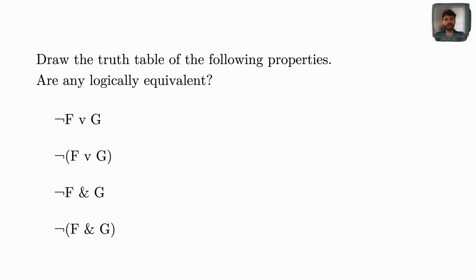I realize that I've given you the names for the statements as F and G. And using F is going to be a little bit complicated when we're going to assign truth values. So let's change it to H for this video. Okay, let's start with not H or G and draw its truth table.